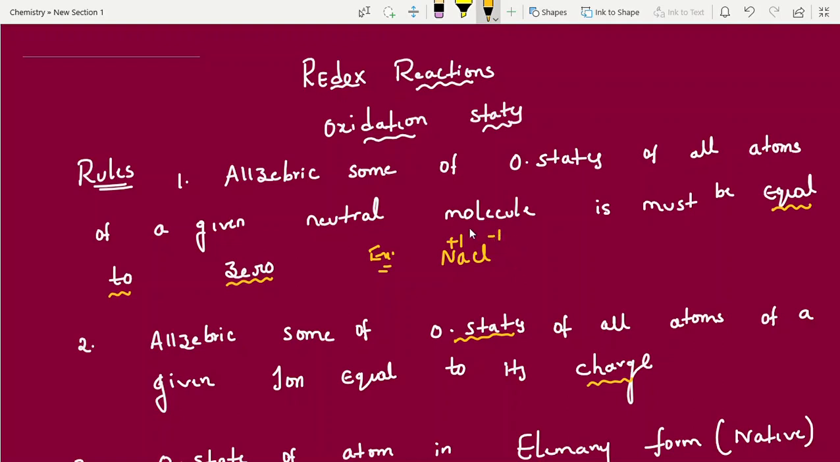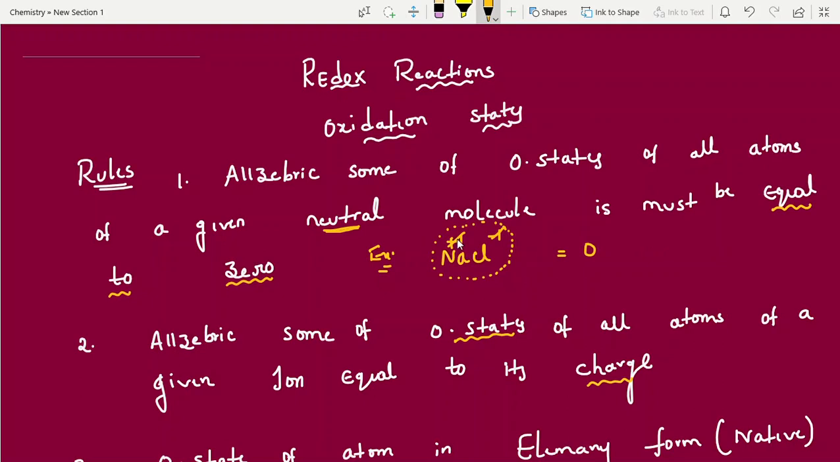The total compound value, they have given the points here. The algebraic sum of oxidation states of all atoms of a given neutral molecule must be equal to 0. This is +1, this is -1, finally it gets 0. The whole compound value must be 0 when it is a neutral molecule. Yes, take another example, students.